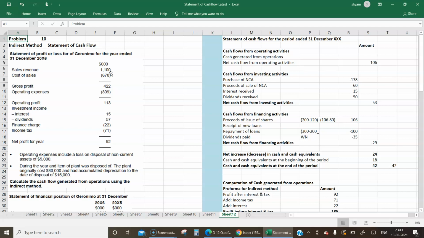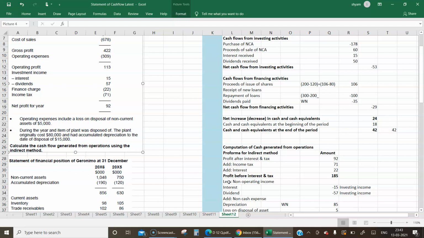So we have sales revenue, cost of sales, gross profit, operating profit. What we first need is the profit after interest and tax. That is already given as 92. We want profit before interest and tax, so we add back the income tax and interest. We got that number. Then we have to eliminate some non-operating income. We have two non-operating incomes, so we took those out.